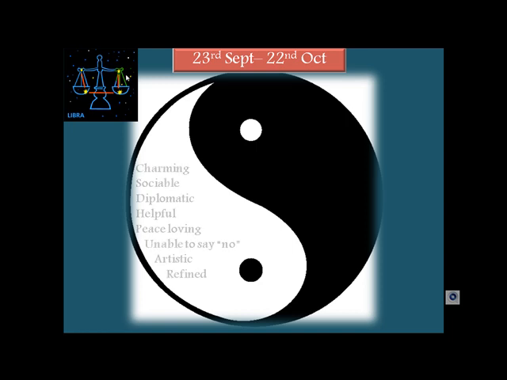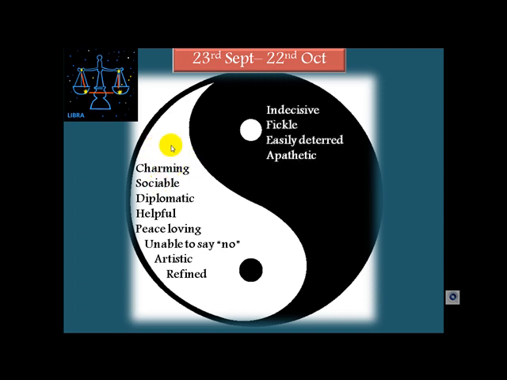So let's go to the next one. To Libra: charming, sociable, diplomatic, helpful, peace-loving, unable to say no, artistic, and refined. And on the other side, they can be quite indecisive, fickle, easily deterred, and apathetic.